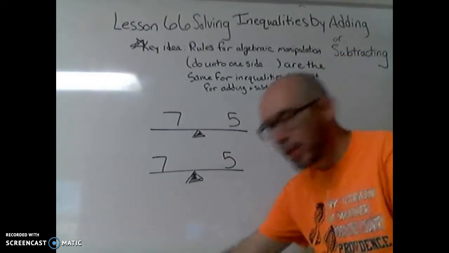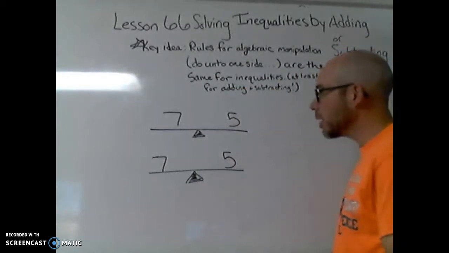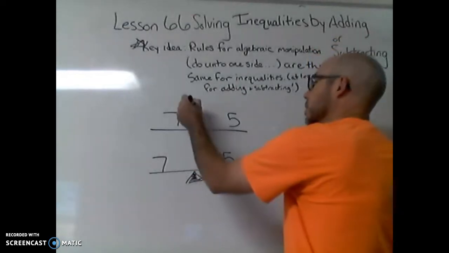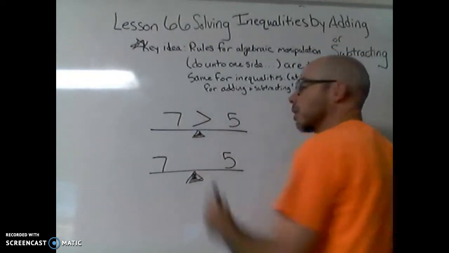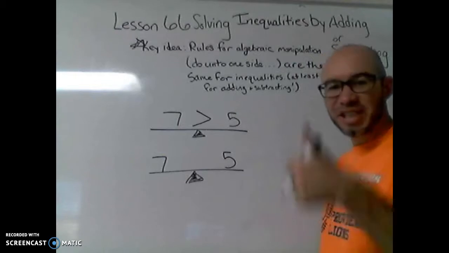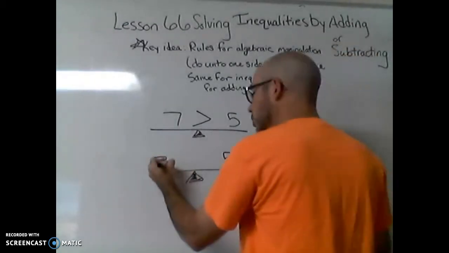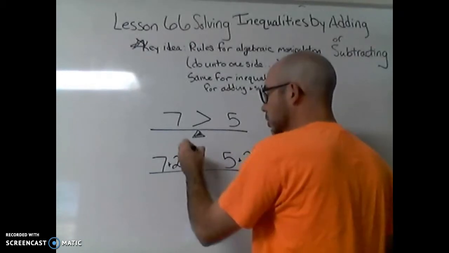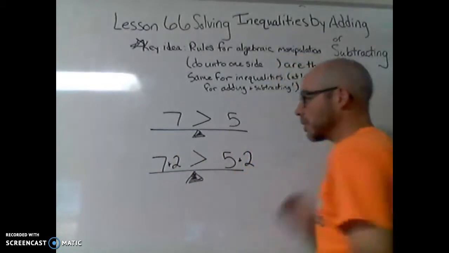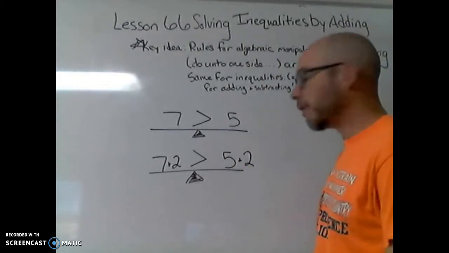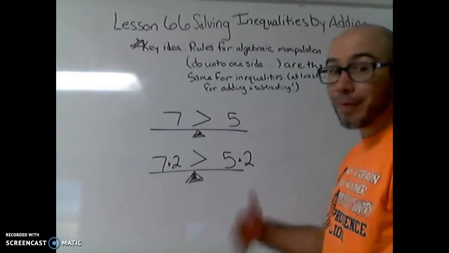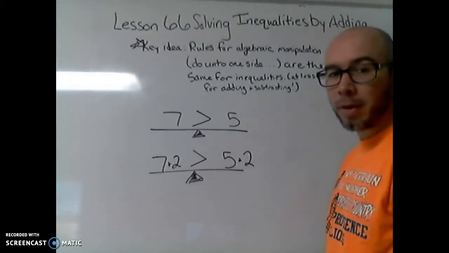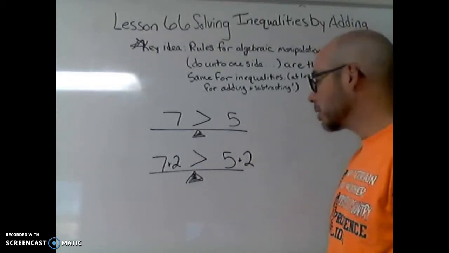Okay, so get ready here. I got my little teeter-totter, and this teeter-totter is definitely going to go this way because 7 is greater than 5. Now, if I add 2 to both sides, it is still true that 7 plus 2 is greater than 5 plus 2 because I've done the same thing to both sides, and 7 is still bigger than 5. We've added the same amount to both sides.